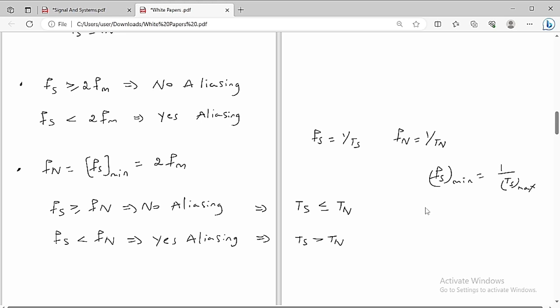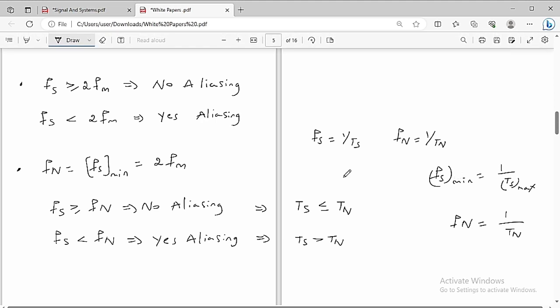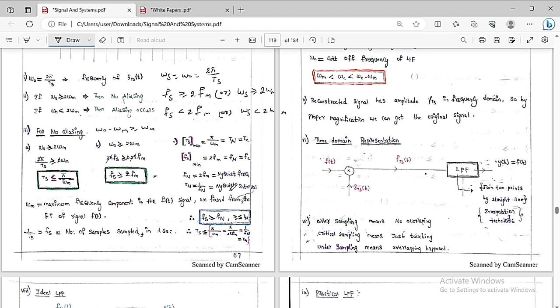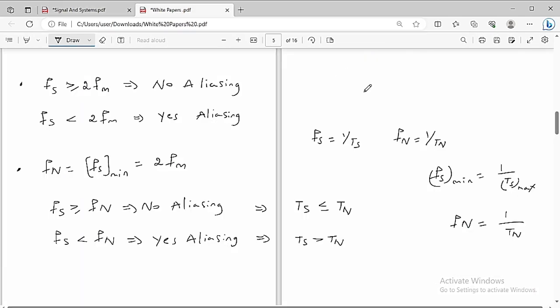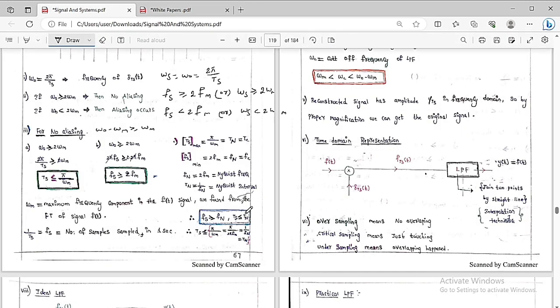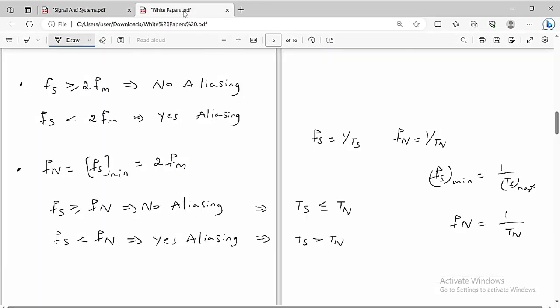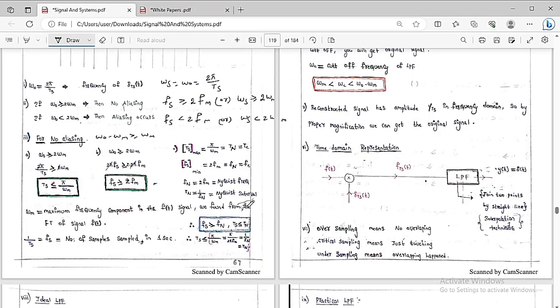FS minimum is nothing but FN and TS maximum is nothing but PN. So therefore, FN is equal to 1 by PN. So FS minimum is nothing but FN, and TS maximum is nothing but PN. These things you always have to keep in your mind. That is the reason whenever the sampling frequency is greater than or equal to the Nyquist frequency, there will be no aliasing. The sampling period should always be less than or equal to the Nyquist time period. For that, there will be no aliasing. So these things you always have to keep in your mind here.